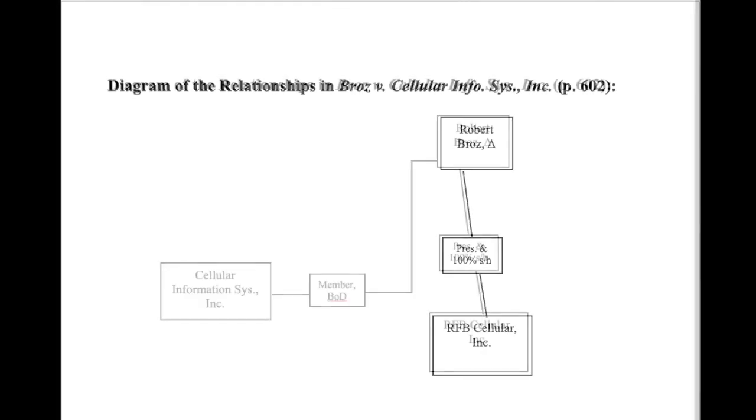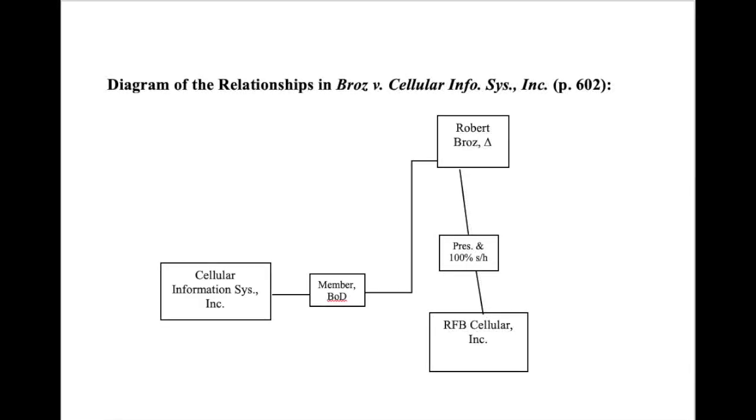It so happened, however, that Broz also was affiliated with another cell phone business called Cellular Information Systems. Now, CIS did cell business mostly along the Atlantic seaboard in the eastern part of the country. An important part of the facts in the case was that Cellular Information Systems, at the time that Broz was involved, was not doing well financially. It was a suffering firm, and its business was shrinking.